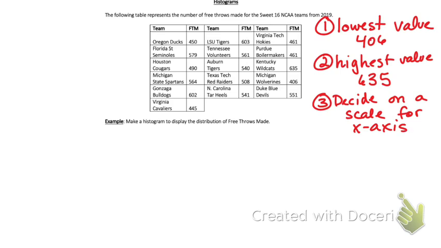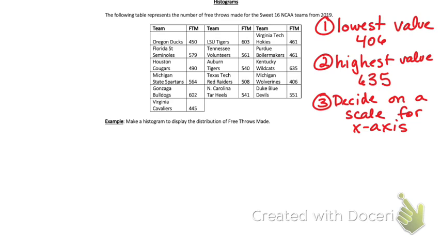Okay, I don't want a dot plot. A dot plot would show each individual number, and I don't want that. I want a histogram. What a histogram is going to do is put things in a group, right? So I need to get from about 400 to about 650-ish, and I want to have somewhere between 5 and 10 bars on my histogram, okay?